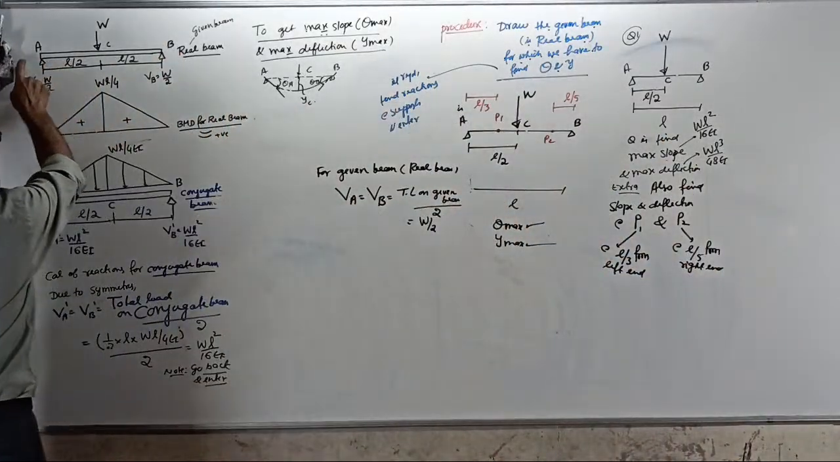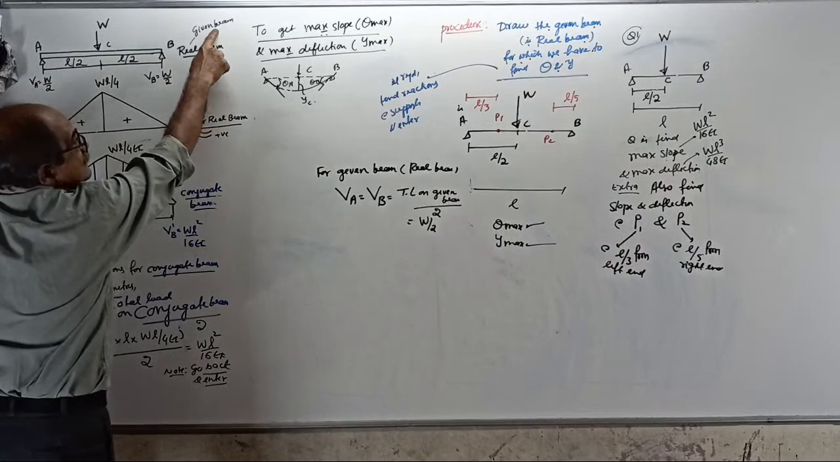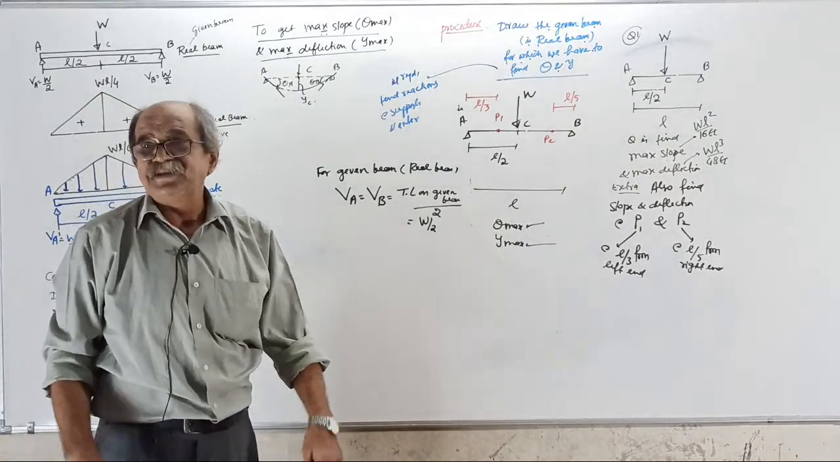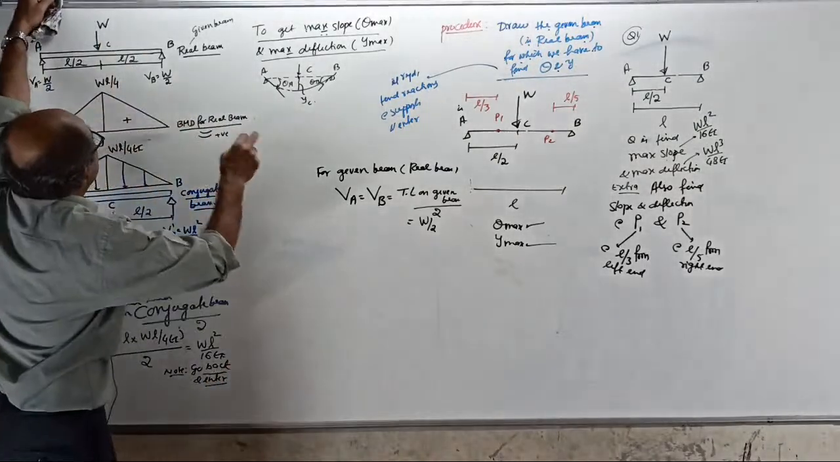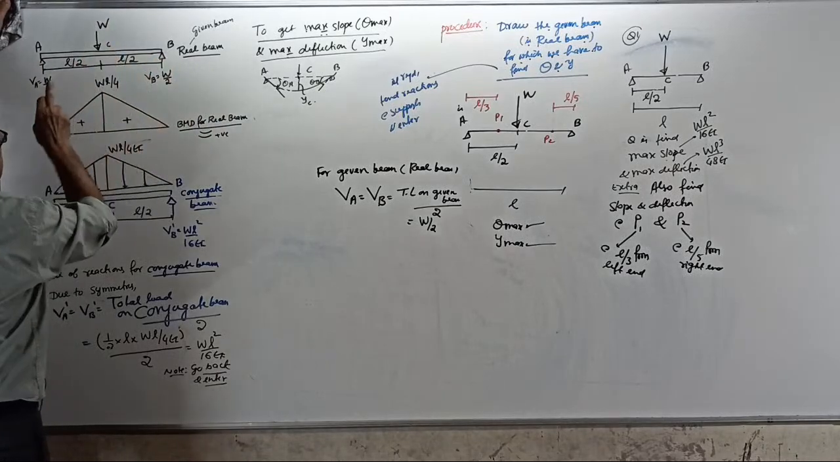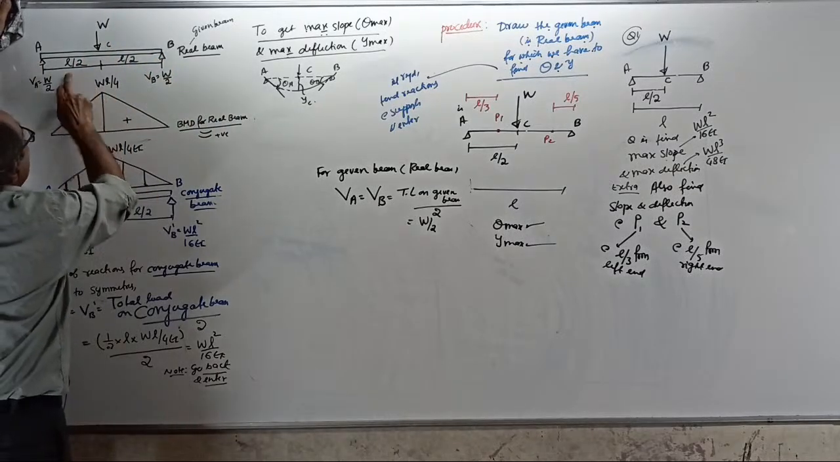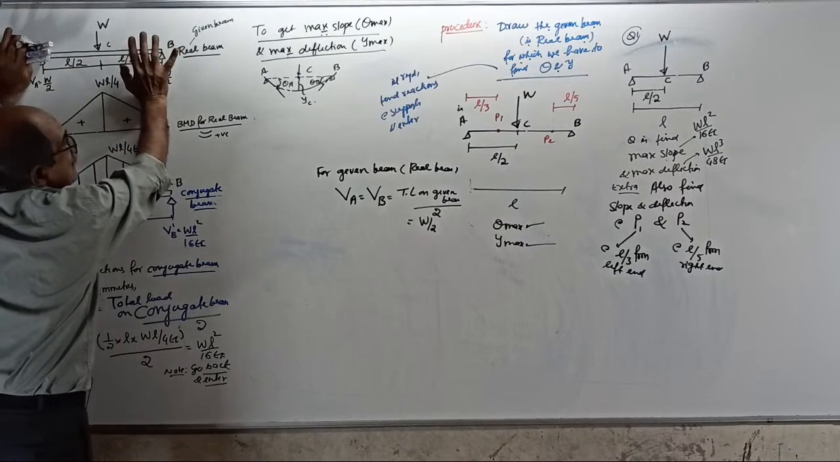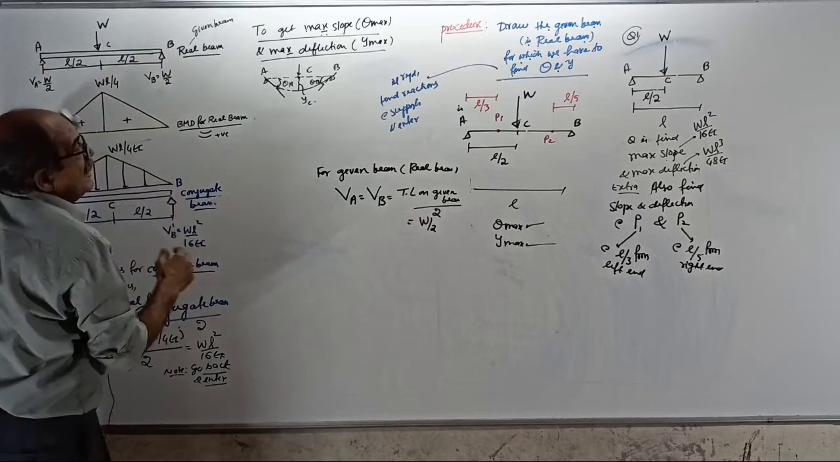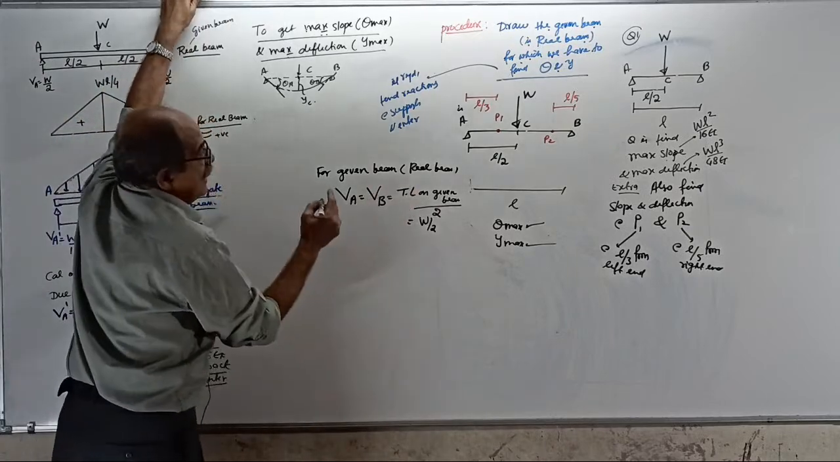I entered the real beam here. The real beam is the given beam, but in this method it is called the real beam. Nodes A, B, C. W by 2, W by 2, L by 2, L by 2. Very neatly, I considered the real beam with the reactions. Okay. Then, next step.